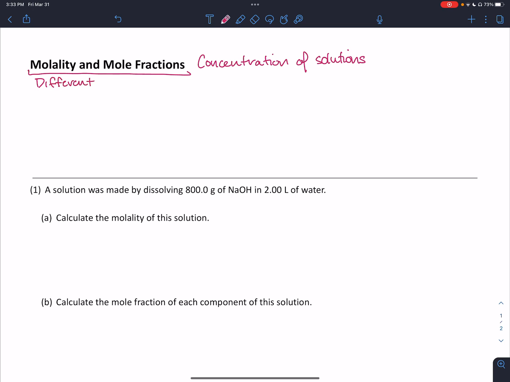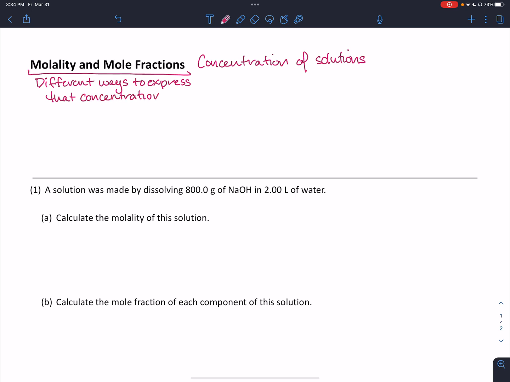Molarity, if you remember, is moles of solute divided by liters of solution. These are going to have different values in our numerator and denominator, so we have to make sure that we pay attention to what the formula is telling us. So a different way to express that concentration.